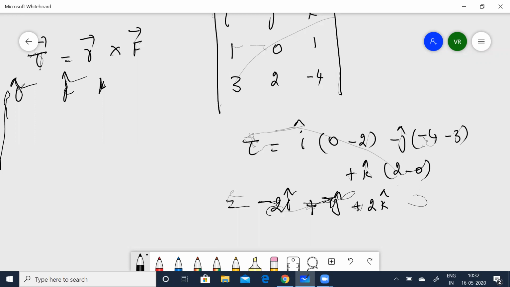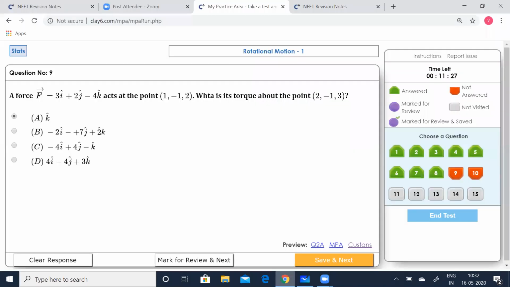Let's see which option is correct. Yeah, this option is correct. B is correct. Save that.